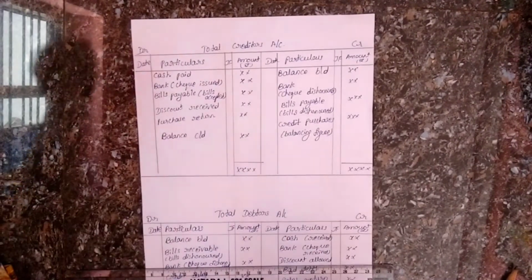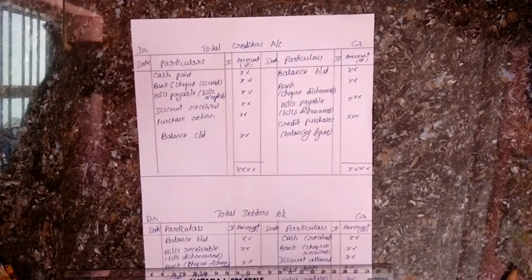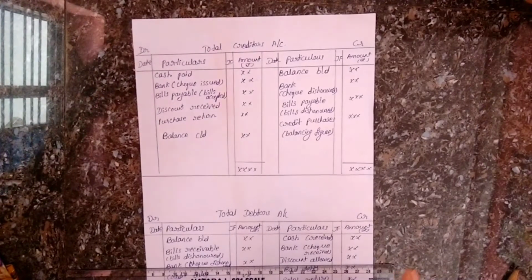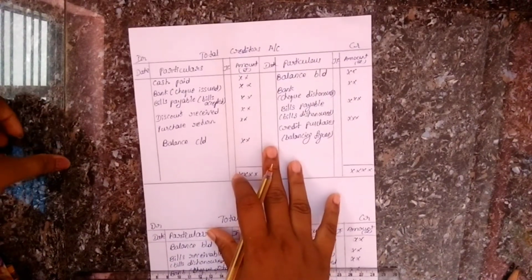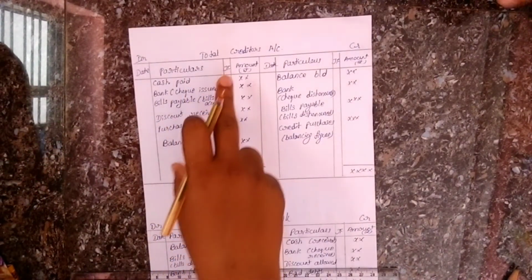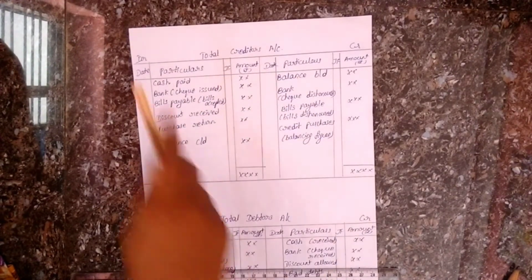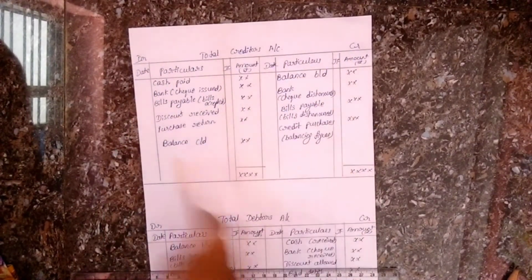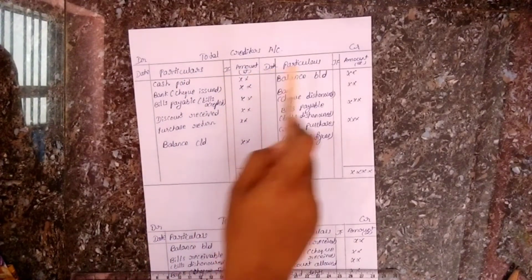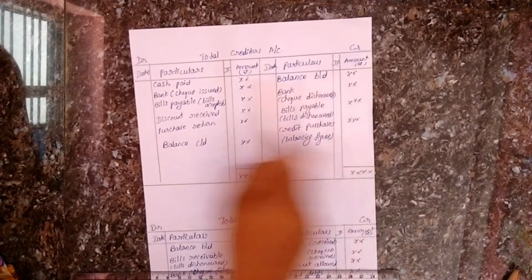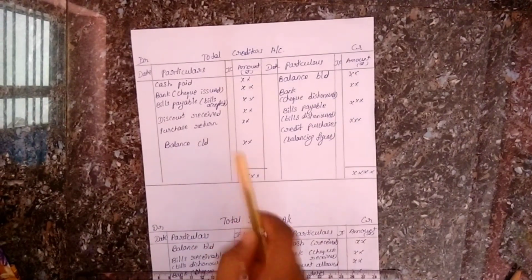Hi everyone, in today's class we are going to solve problems related to calculation of total creditors account, total debtors account, total bills receivable and total bills payable account. Here is a format for the calculation of total creditors account. Debit and credit, date, particulars, JF, amount, date, particulars, JF and amount. It is the same as the ledger account format.